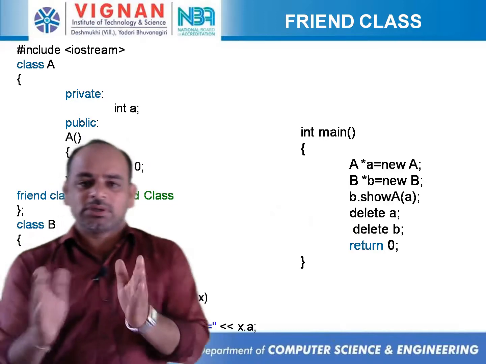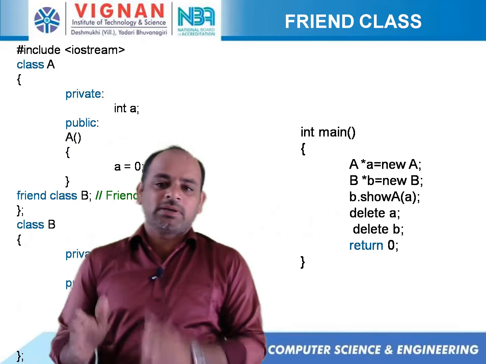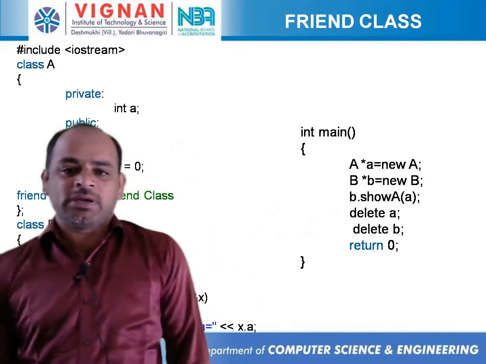So we have the new and delete operators for dynamic allocation of the memory. The delete operator deallocates the memory which is allocated for objects A and B.